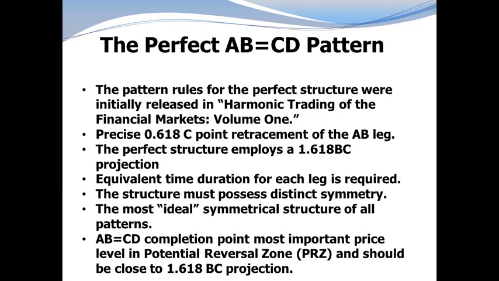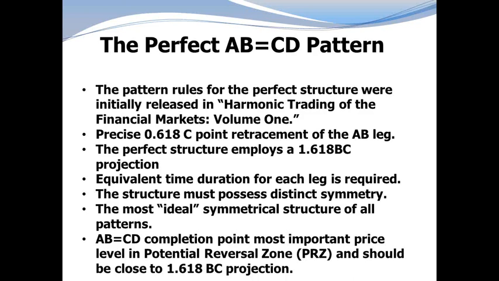The perfect AB equals CD pattern. The pattern rules for the perfect structure were initially released in Harmonic Trading, the Financial Markets, Volume 1. It involves a precise 618 C-point retracement of the AB leg. The perfect structure employs a 1.618 BC projection.